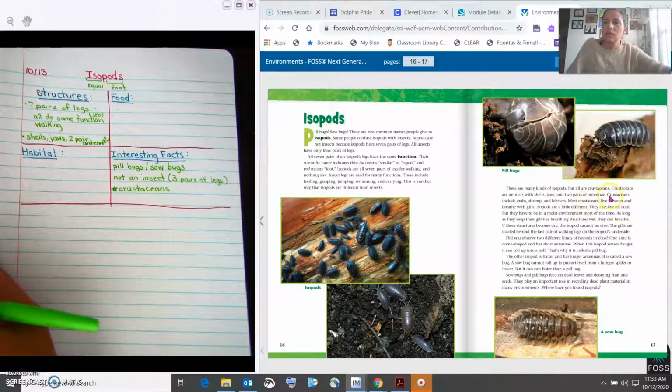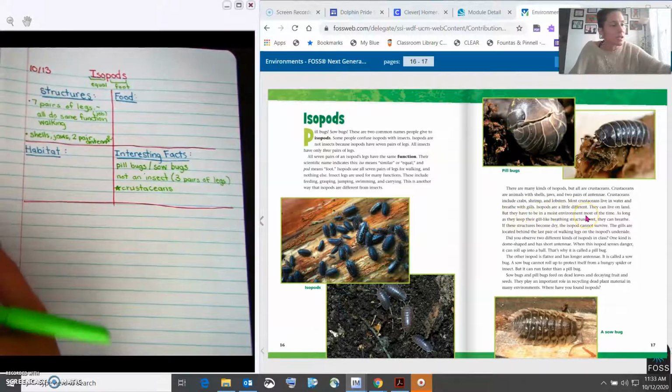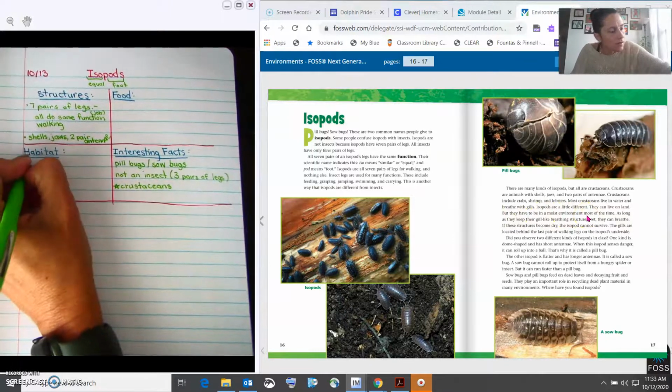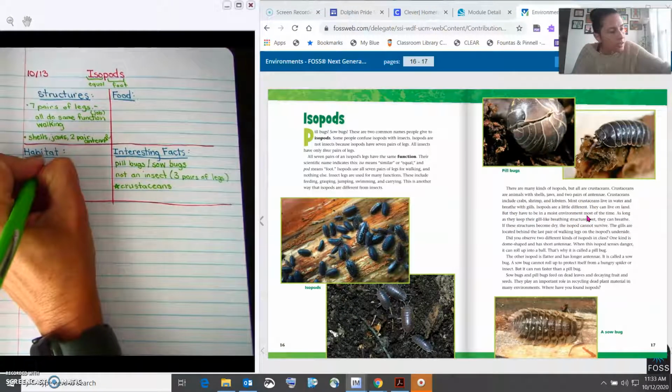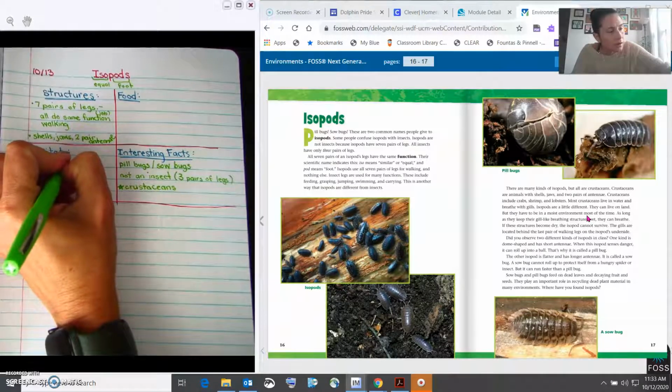Most crustaceans include crabs, shrimps, and lobsters. Most crustaceans live in water and breathe with gills. Isopods are a little different. They can live on land, but they have to be in a moist environment most of the day. So right here, they have to be in a moist environment.